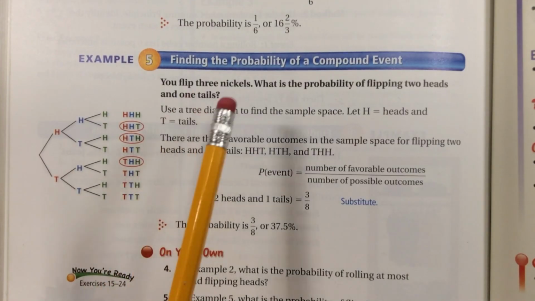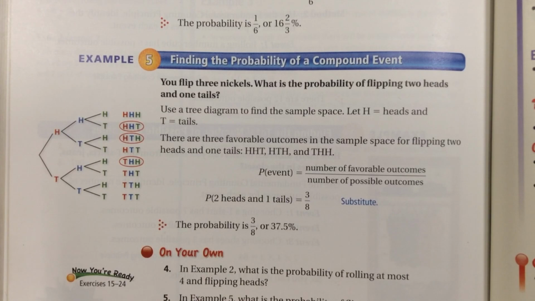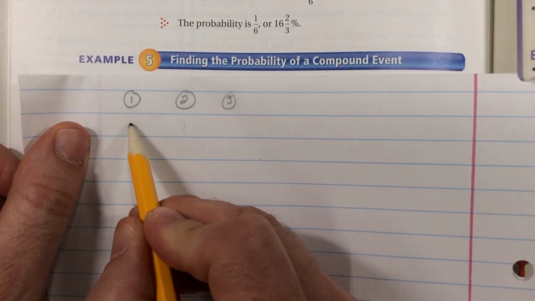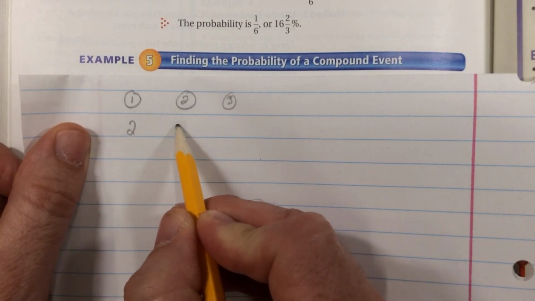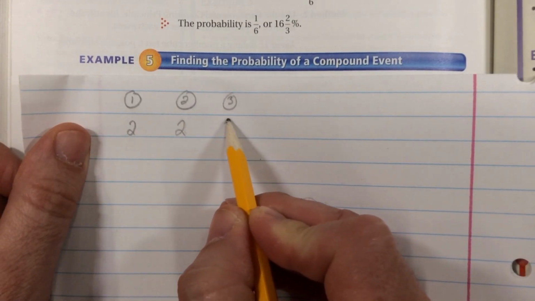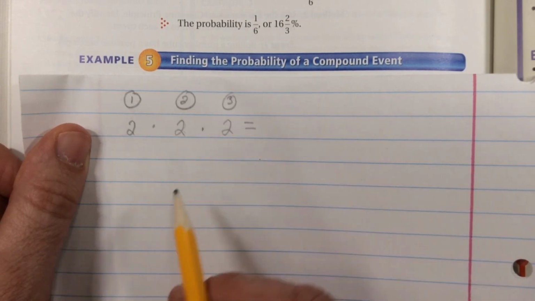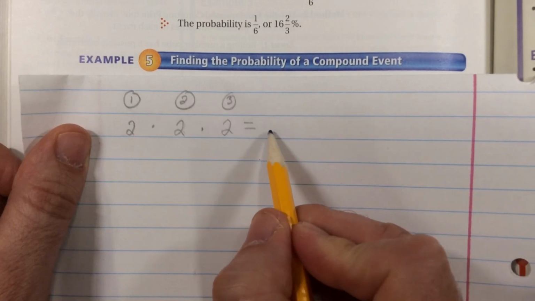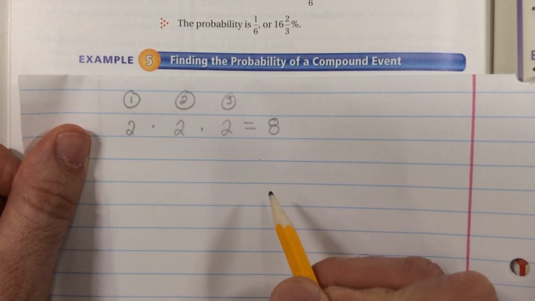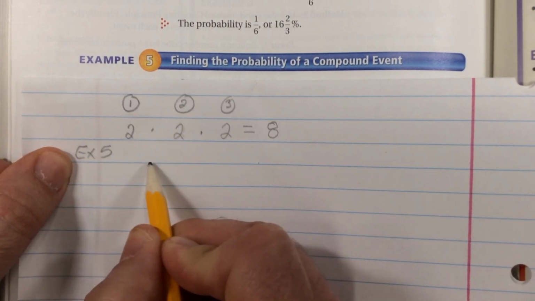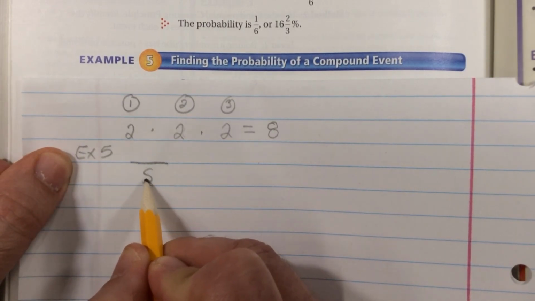Now it says finding the probability of a compound event. You flip 3 nickels. What's the probability of flipping 2 heads and 1 tails? Well, let's think about that. We're flipping 3 different coins. 2 things can happen for the first coin, 2 things could happen for the second coin, and 2 things could happen for the third coin. So, using the fundamental counting principle, 2 times 2 is 4 times 2 is 8, we know there are 8 possible things that could happen. So for this example 5, we know the denominator will be 8.